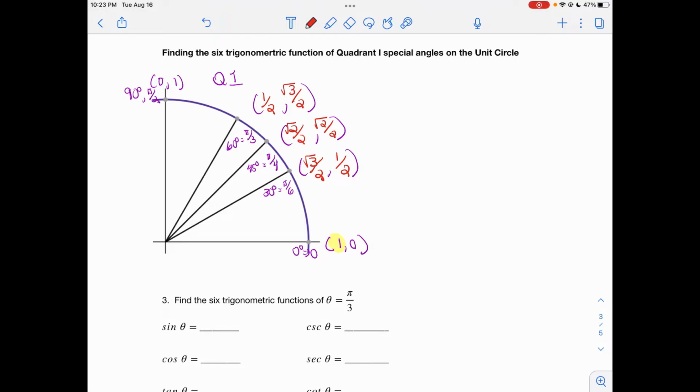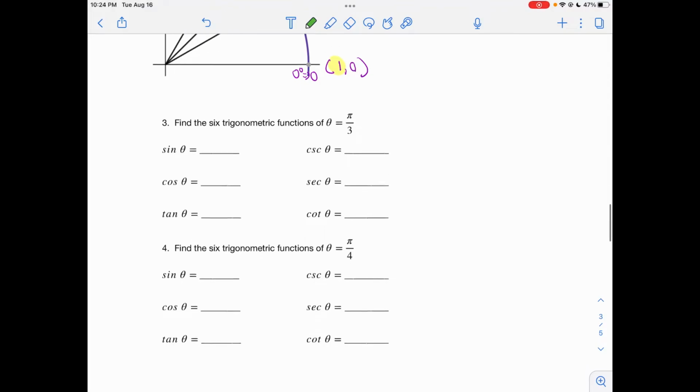This right here, you need to memorize. Make sure you can reproduce this and memorize this. If you can do this, you can complete the unit circle. Everything finds back to this quadrant 1. So it's fundamental that you can do this.